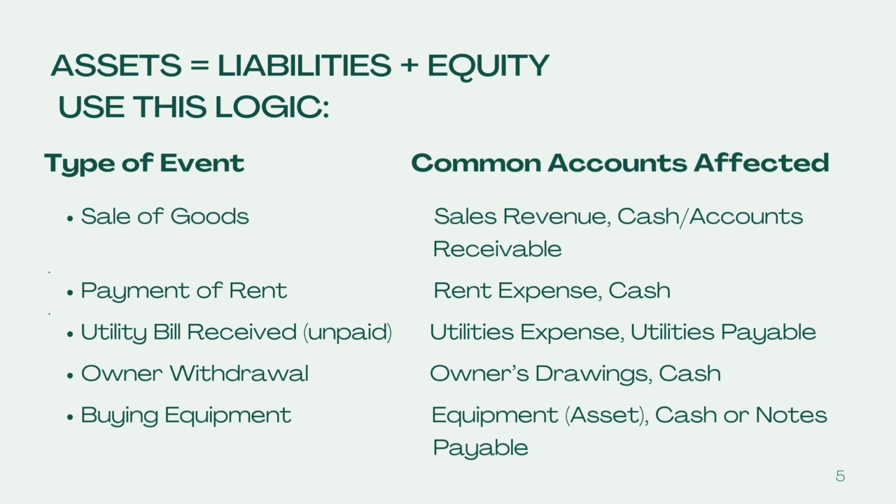Here's a quick guide. Type of event: sale of goods, common accounts affected, sales revenue, cash or accounts receivable. Type of event: payment of rent, common accounts affected, rent expense, cash. Type of event: utility bill received, common accounts affected, utilities expense, utilities payable. Type of event: owner withdrawal, common accounts affected, owner's drawings, cash. Type of event: buying equipment, common accounts affected, equipment asset, cash or notes payable. This step helps make sure every transaction connects to the right place in your books.